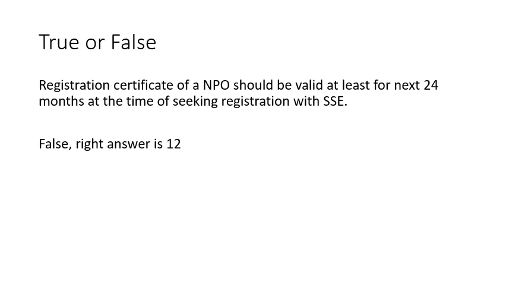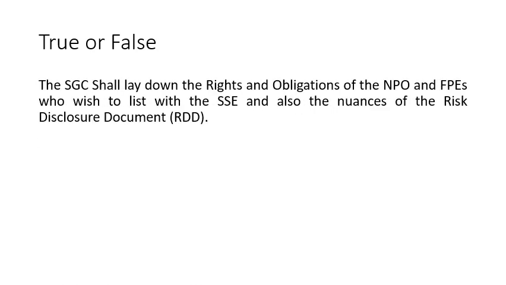So let me now move on to the fourth statement. The SGC, which is the Social Stock Exchange Governing Council, lays down rights and obligations of NPOs and FPEs, which is for profit enterprises, who wish to list with SSE, and also the nuances of risk disclosure documents. So is it done by SGC? The answer is true. This is slightly technical, so we must know that it's not the clearing corporation or SEBI which does it. It is SGC which will be doing it.